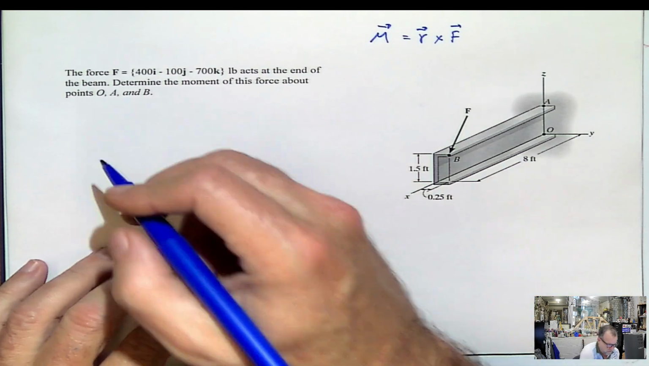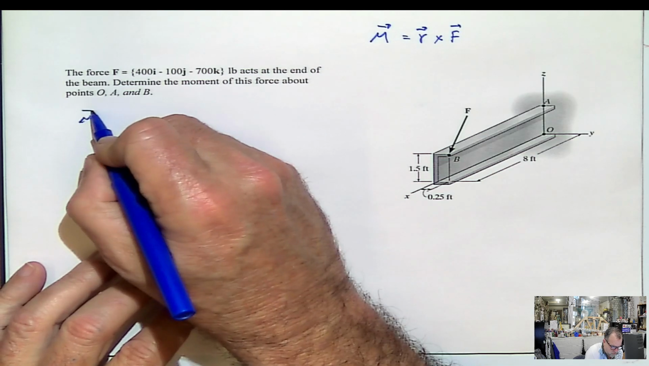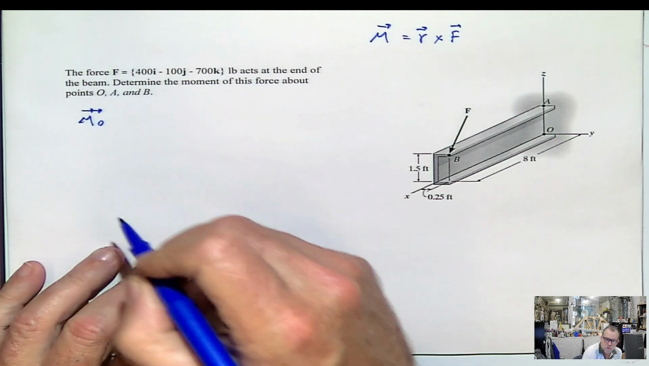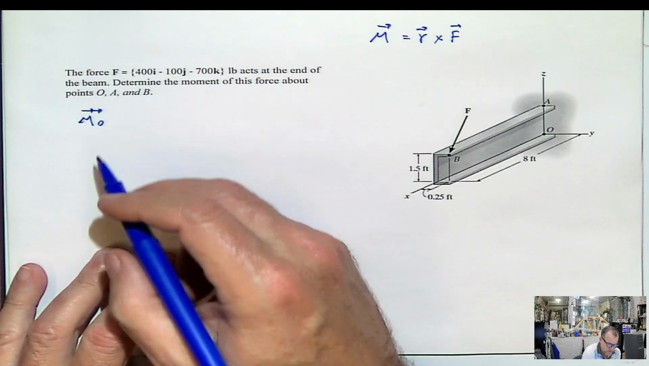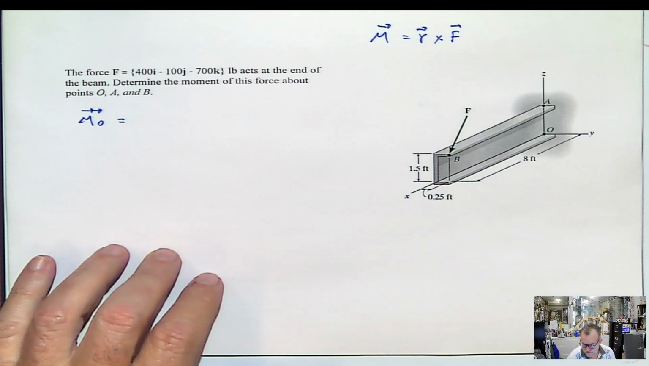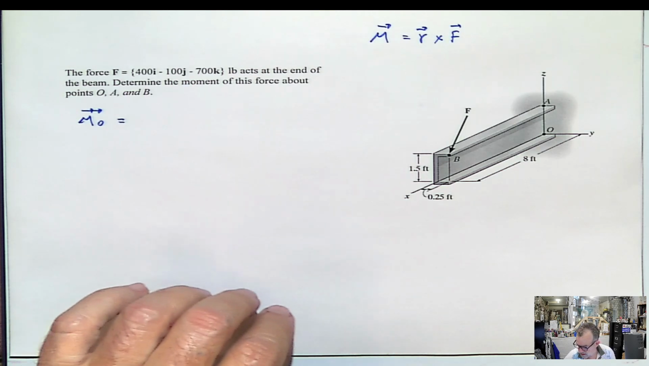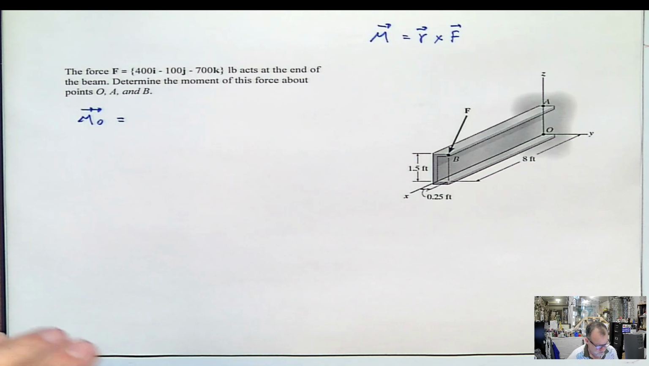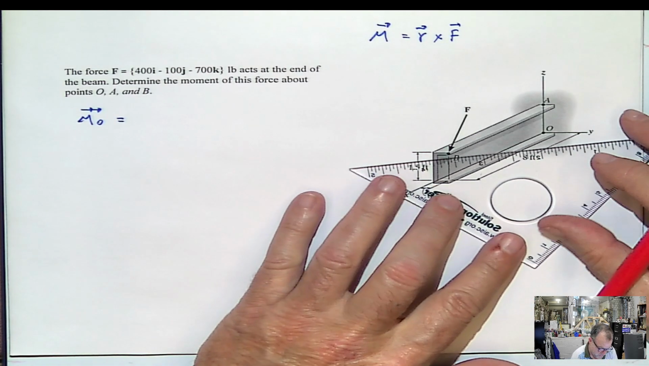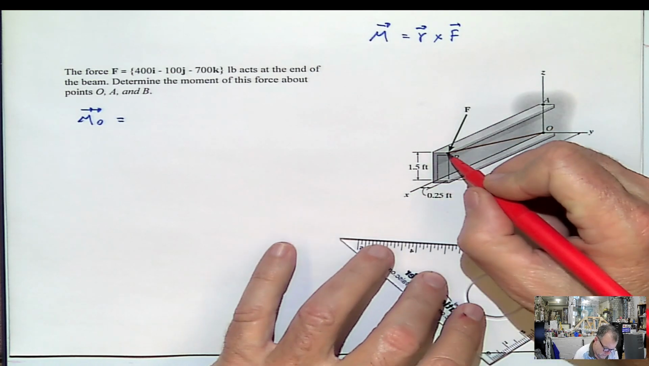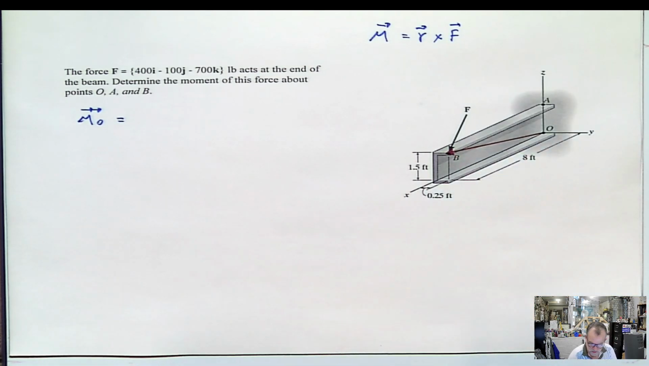Meaning, find the moment of the force F with respect to the point O. And I used to put here a double tip arrow to represent moment. It's going to be R. What R? The first R that we need to calculate is the R OB, because it's the moment with respect to the point O. So that means that we need to know how much is this arm here.